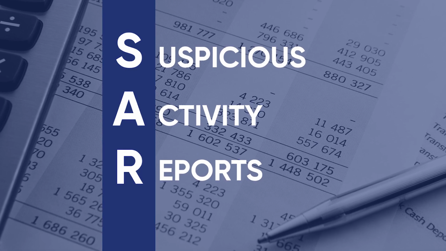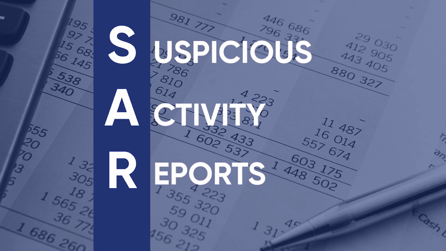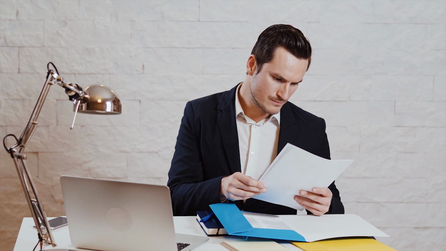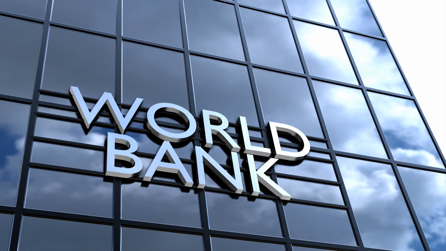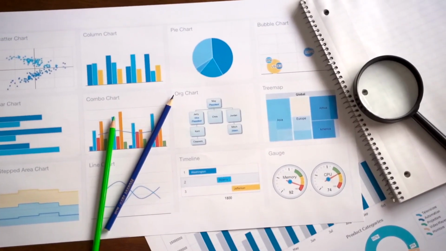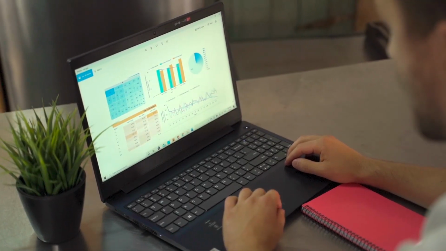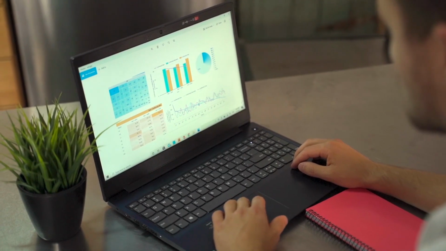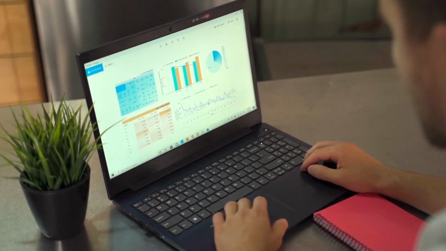When filing a suspicious activity report, a compelling narrative is essential. A SAR report is the primary means used by financial institutions to report suspicious activity to the appropriate regulatory authorities. To prepare a compelling SAR narrative, investigators need to conduct thorough research and analysis.